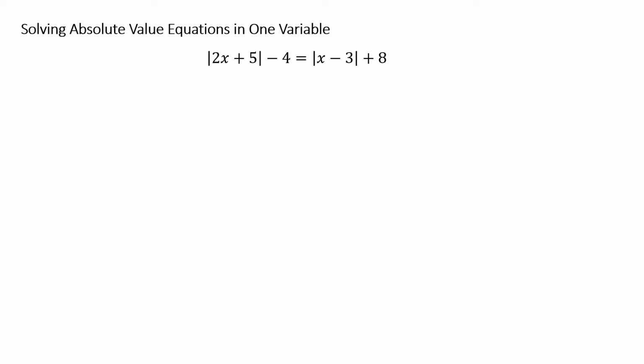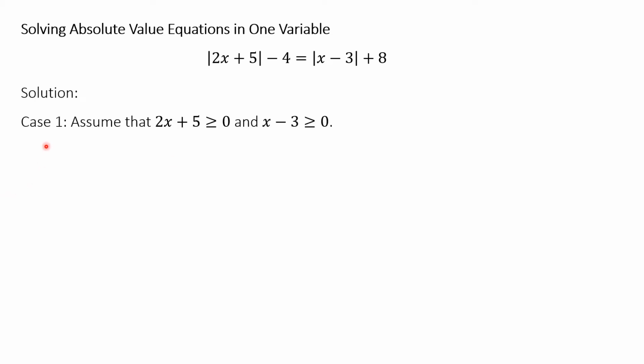In this video, I will show you how to determine the solution set of an absolute value equation in one variable, particularly on equations that involve absolute value expressions in each side of the equation. Let us start with the absolute value of 2x plus 5 minus 4 equals the absolute value of x minus 3 plus 8. To solve this, let's start with the first case.